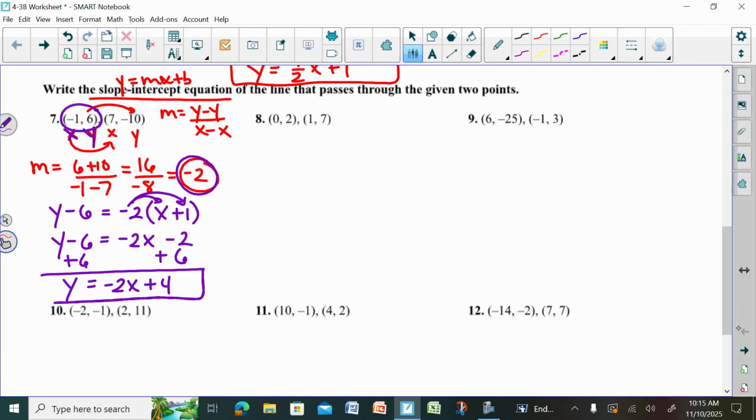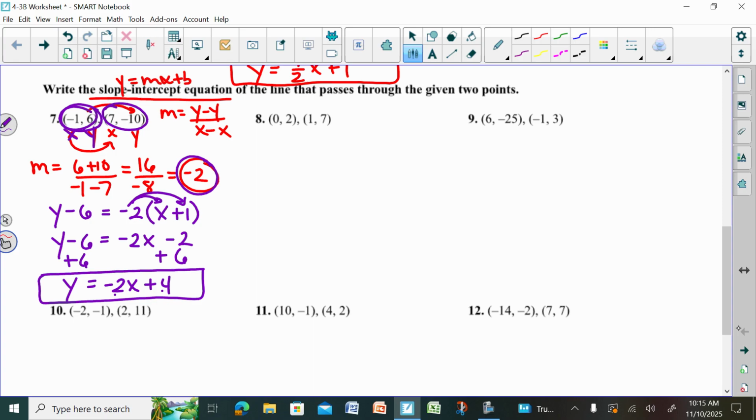So basically, when you write the equation of a line, you are giving it its name. So the name of the line that goes through these two ordered pairs, negative 1, 6, and 7, negative 10, is y equals negative 2x plus 4. And in that name, you can tell certain parts about the graph. I know that that graph crosses the y-axis at positive 4, and I know that it's falling to the right at a rate of 2 to 1, down 2 for every one it goes to the right. That's what you're saying when you give an equation.